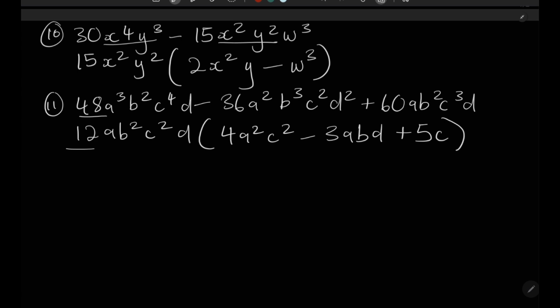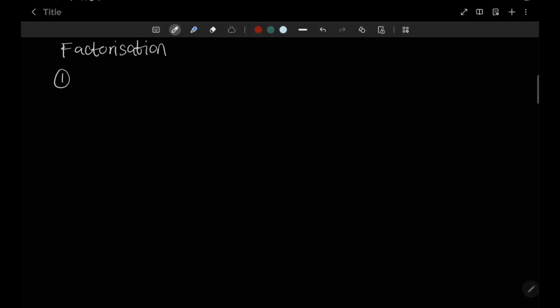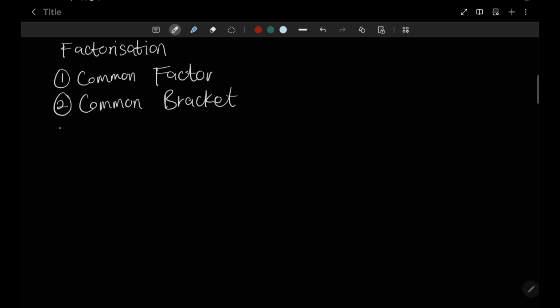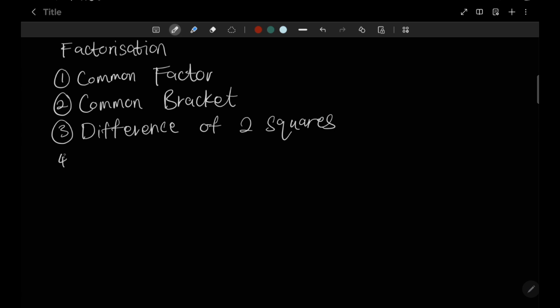Now I told you guys that there are 5 different ways in which we factorize. Now let's outline them. Number 1, you'll be expected to find the common factor. We've already done that in this video, so make sure that you practice this after. Number 2, common bracket. This one is a bit similar to the common factor. Number 3, difference of 2 squares. Number 4, trinomials. Number 5, grouping.